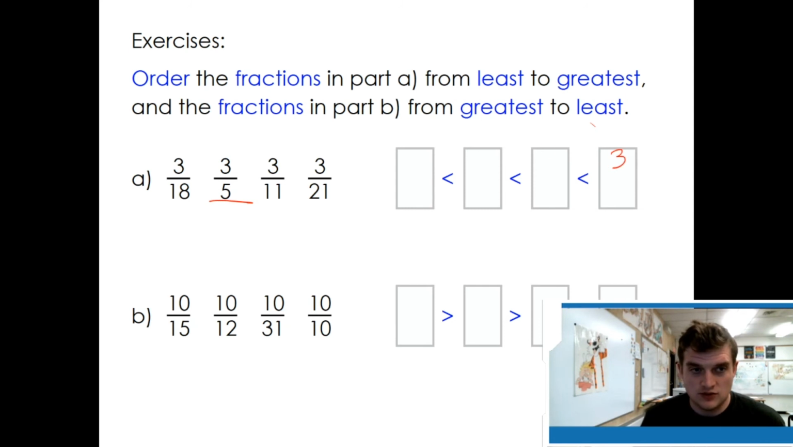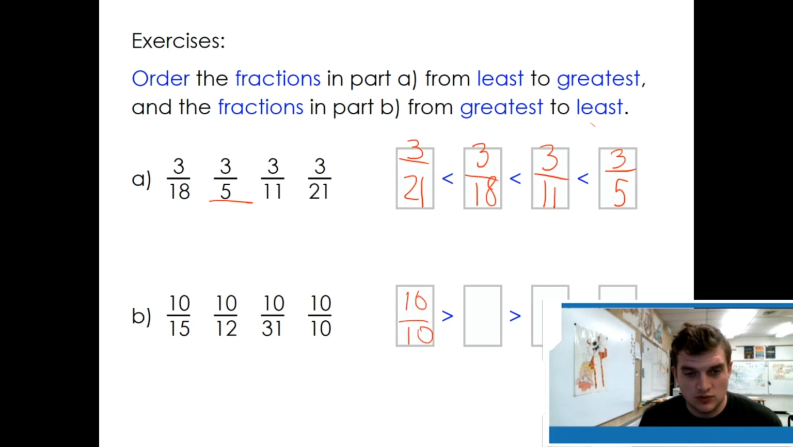Remember, we can write those numerators because they don't change. This is going to be a 5. This is going to be an 11, an 18, and a 21. Now we have to write from greatest to least. 10 out of 10 is definitely the greatest. That's a whole cake. Then we go to 12, then 15, then 31.